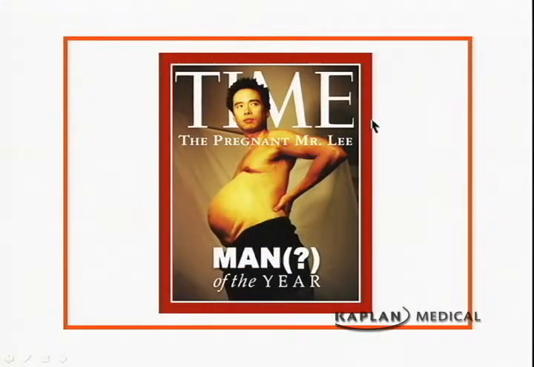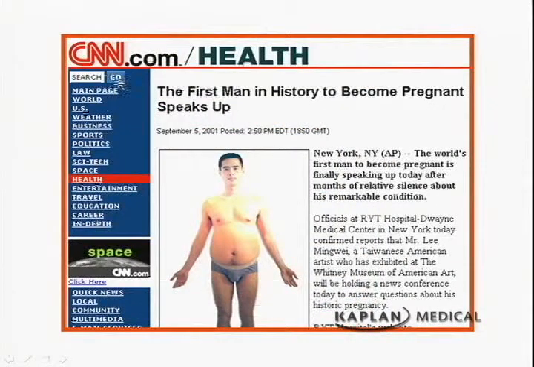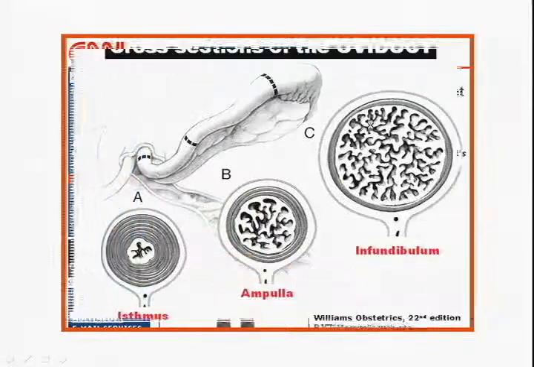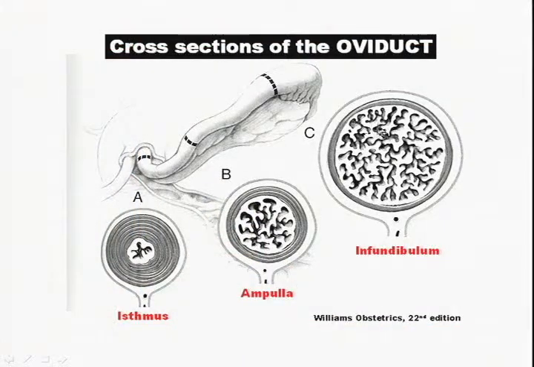Did you hear about the pregnant man? Mr. Lee. This is from CNN.com, the first man in history to become pregnant. You believe it? This was in 2001. This was a fraud. Never happened. But technically, I suppose you could implant embryos into a male.